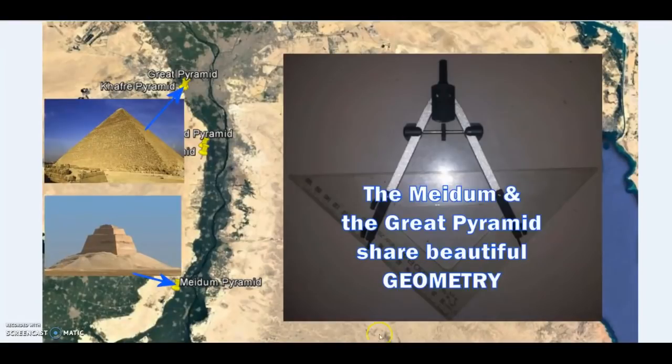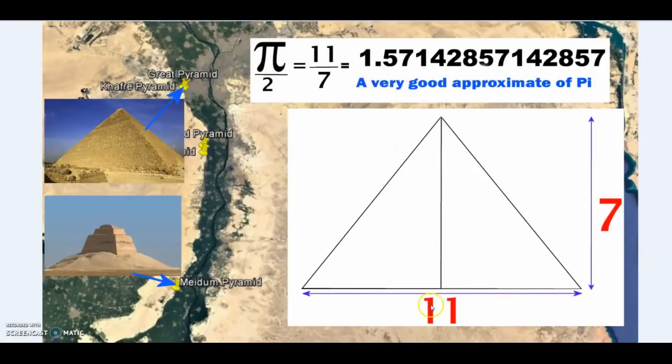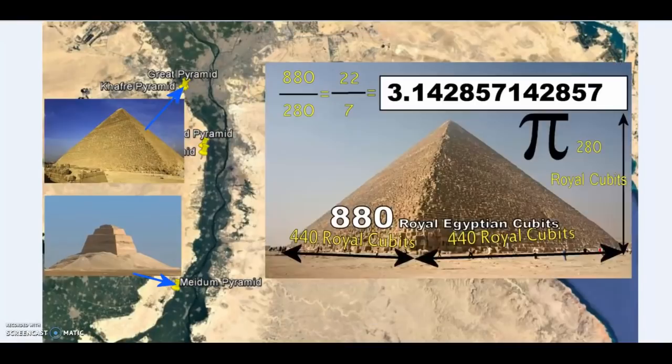So, to begin with, both these pyramids share a beautiful geometry. 11 wide, 7 high, 11 over 7 is a very good approximate of phi. In real-world engineering conditions, 22 over 7, if you can reach that level of accuracy in your constructions, you're doing really, really well in the real world. Paper theory is one thing, but actual construction, that's something else. And 7:11 is a more than adequate description of pi.